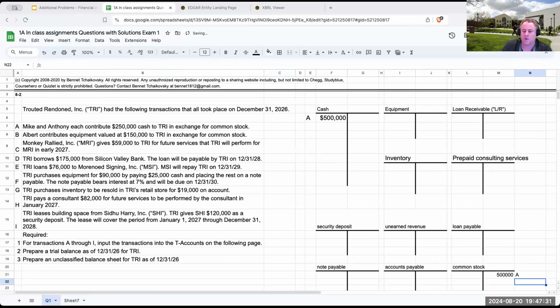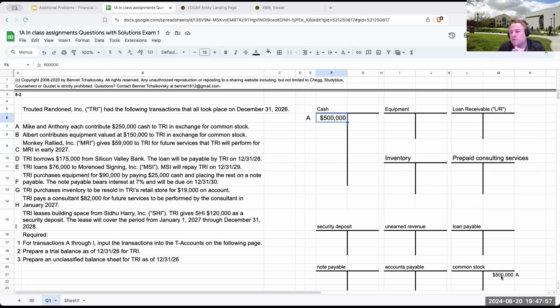So when you look at these transactions at the end of the day, if I'm receiving cash and I'm giving up common stock, the way we record it is always going to be the same. I'm debiting cash and I am crediting common stock. I show an increase to an asset with a debit. For common stock, I'm showing an increase to owner's equity with a credit.